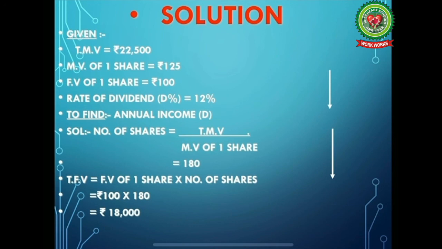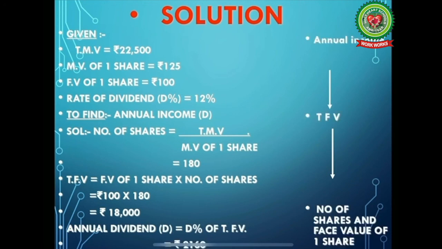Now, after calculating the total face value, we are going to calculate the annual income or the annual dividend. Annual income is equal to D percent of total face value. The dividend percent is given as 12%, and the total face value we have already calculated to be 18,000. So now the annual dividend will be equal to 12% of 18,000, which comes out to be rupees 2,160. So now students, you all must have understood the sums of shares.